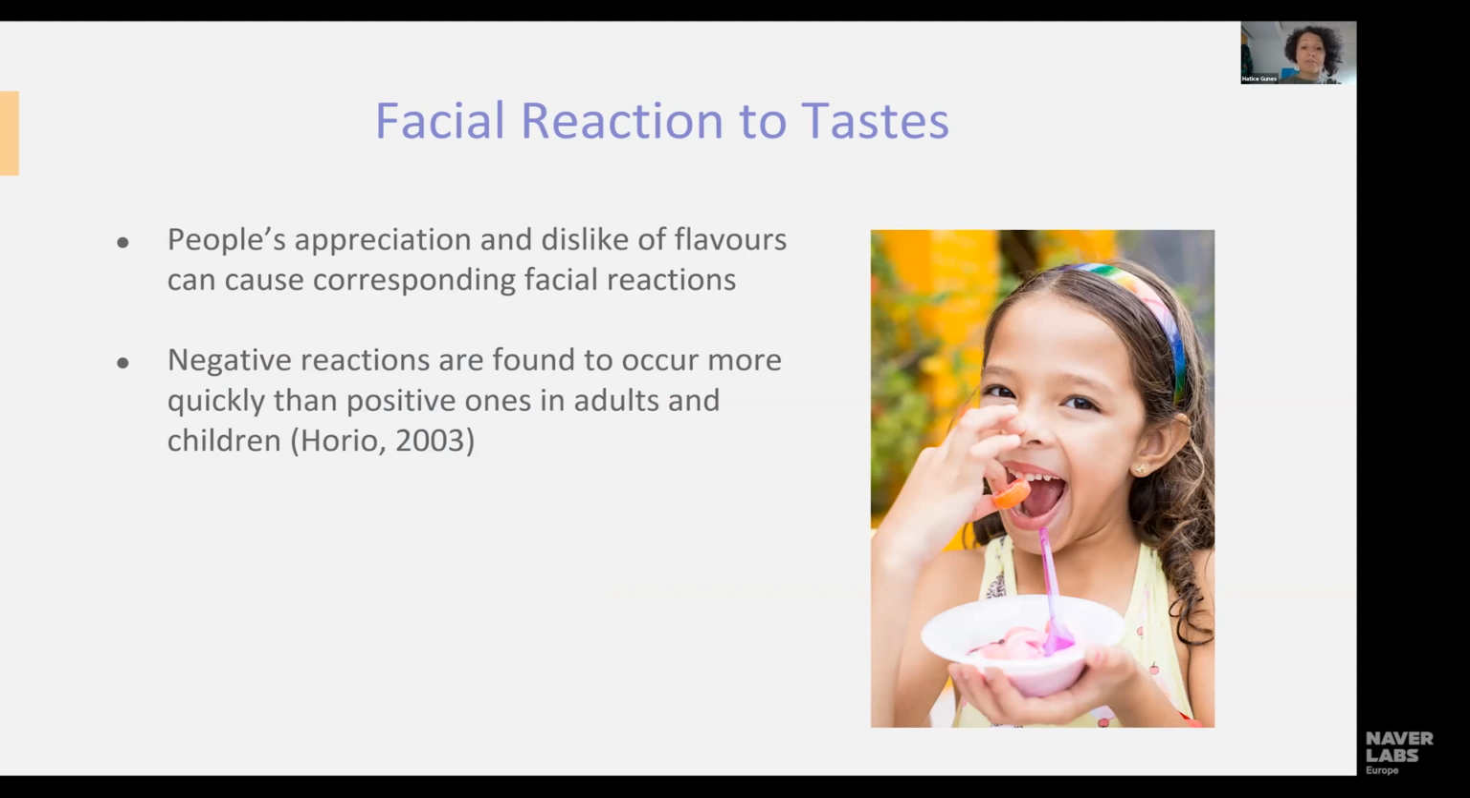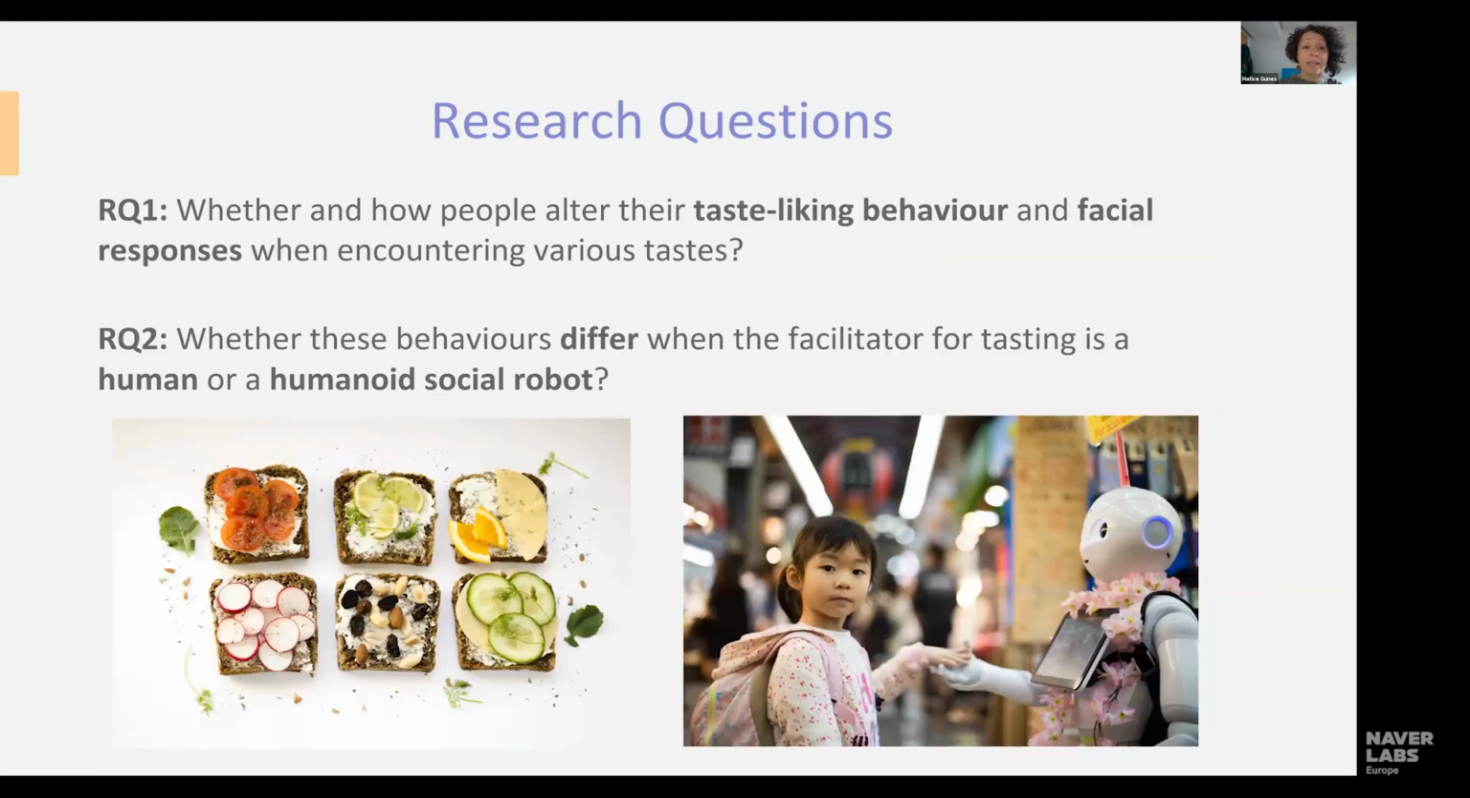And in particular, if these reactions are negative, they are found to occur more quickly than positive ones, both in adults and children. So there's a lot of research in this area now. The research questions we wanted to answer in this study were whether and how people alter their taste liking behavior and facial responses when they encounter various tastes, and whether these behaviors differ when the facilitator for tasting is a human or humanoid social robot.